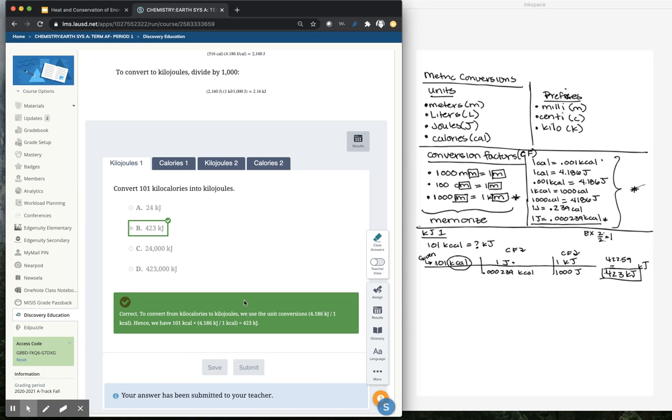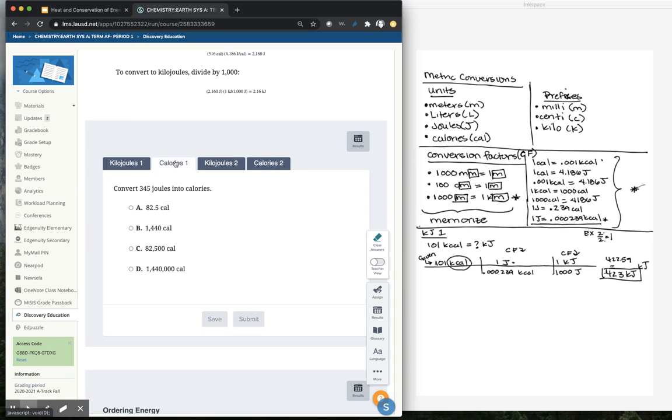Okay. Next one I'm going to look at is tab 2, calories 1. So I'm going to make just a little line going across and name this cal 1.